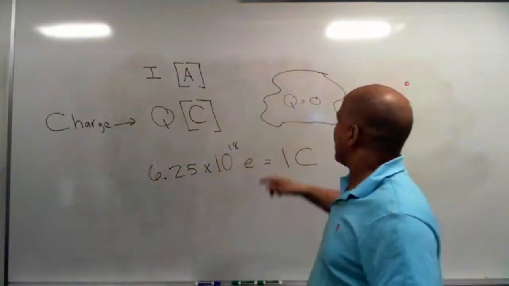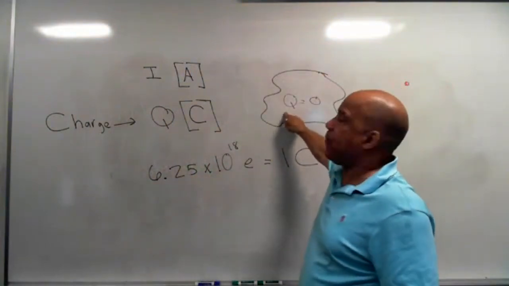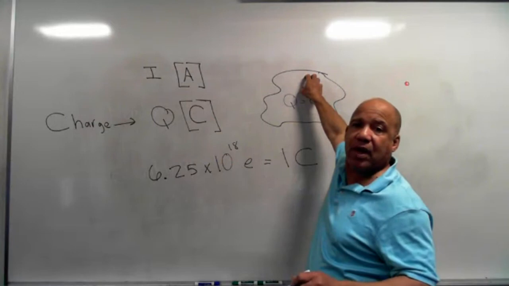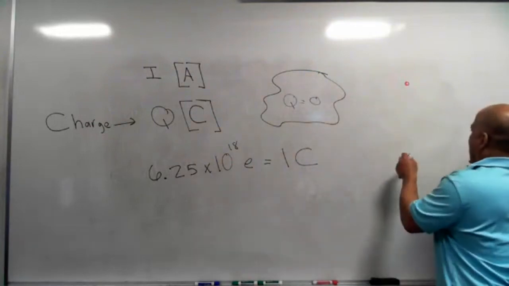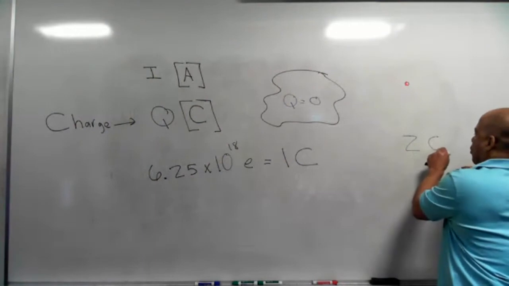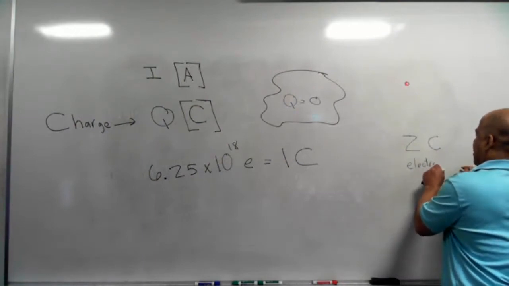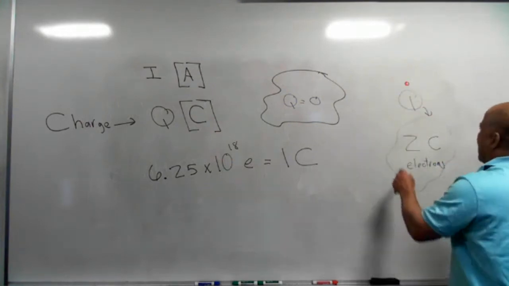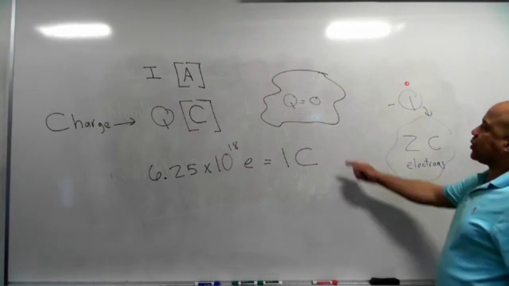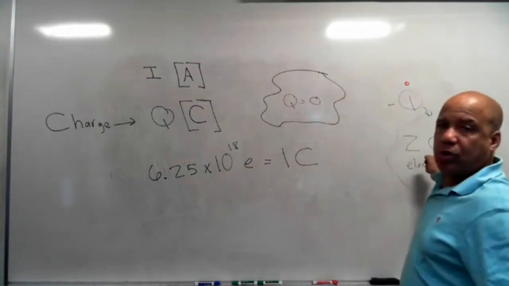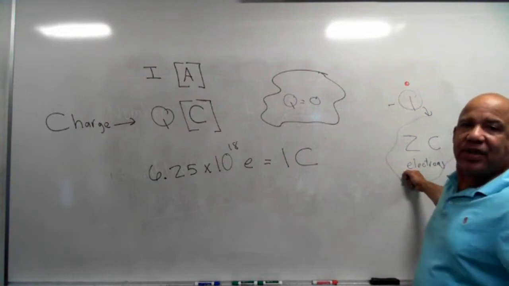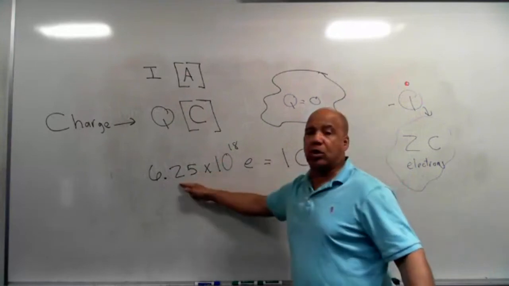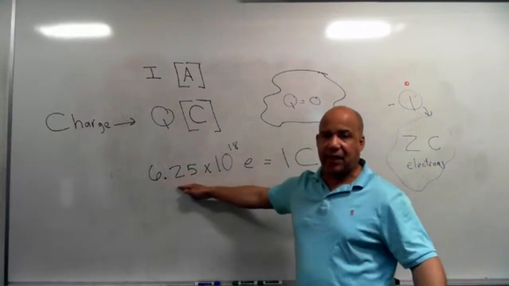But what I'm going to do is, if the net charge is 0, I'm going to reach in here and grab a bunch of electrons. I'm going to grab 2 coulombs of electrons and put them over here. So here they are. I've got 2 coulombs of electrons. So now this charge right here, that's all negative. I started with neutral charge, and I took away 2 coulombs of electrons and put them over here. Now, how many electrons is that? Well, 1 coulomb is 6.25 times 10 to the 18th electrons. 2 coulombs would be twice that, 12.5 times 10 to the 18th electrons.